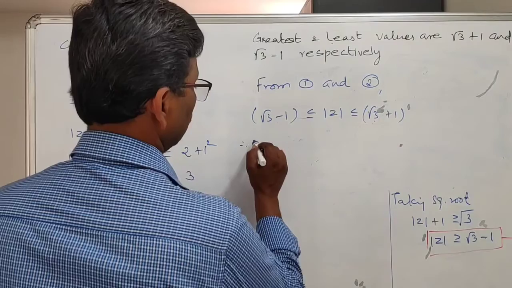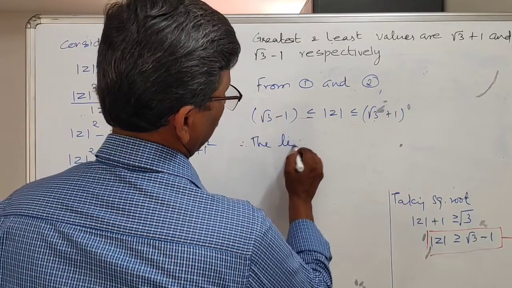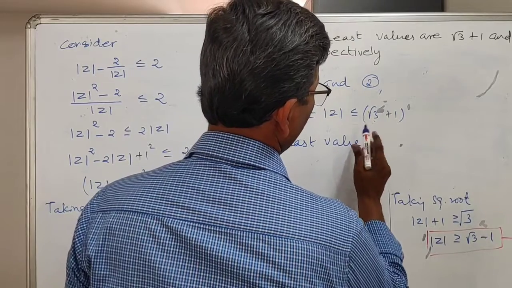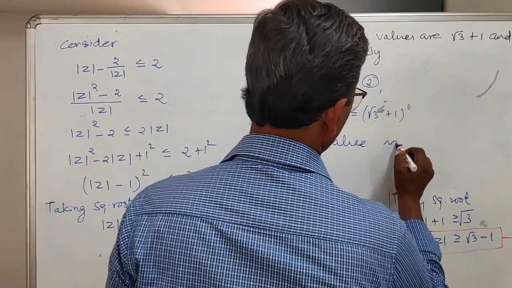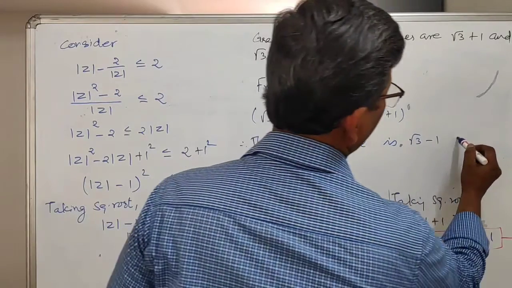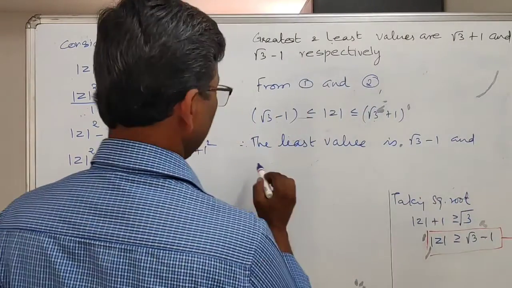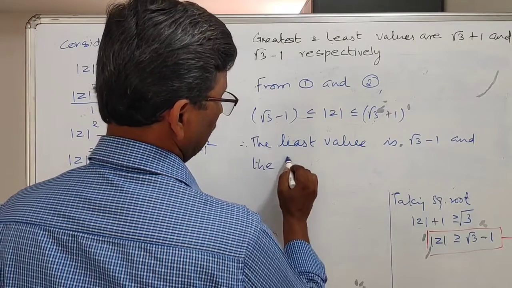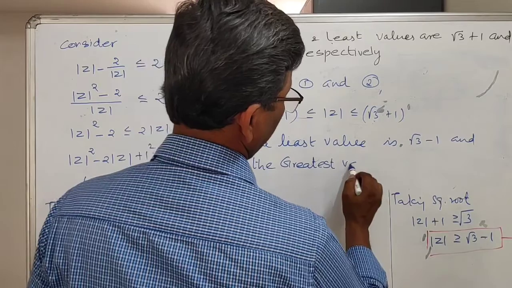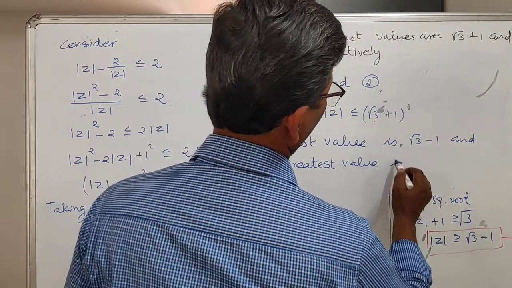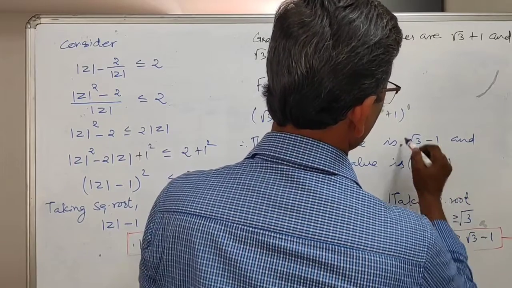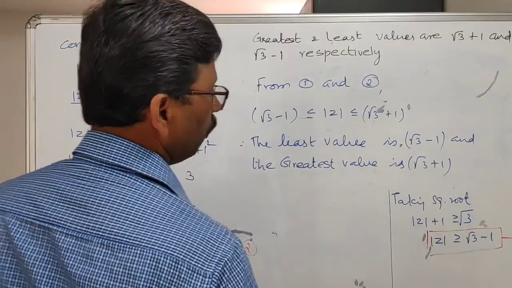Therefore the least value is √3 − 1 and the greatest value is √3 + 1. That's all. Likewise, we have proved.